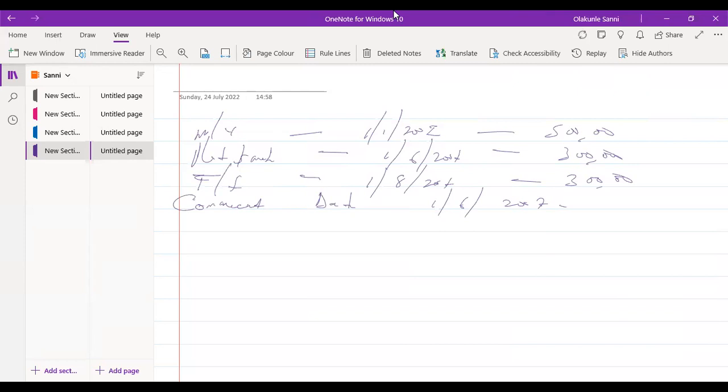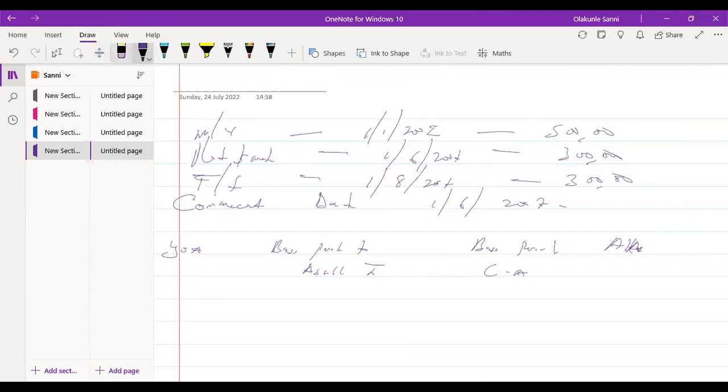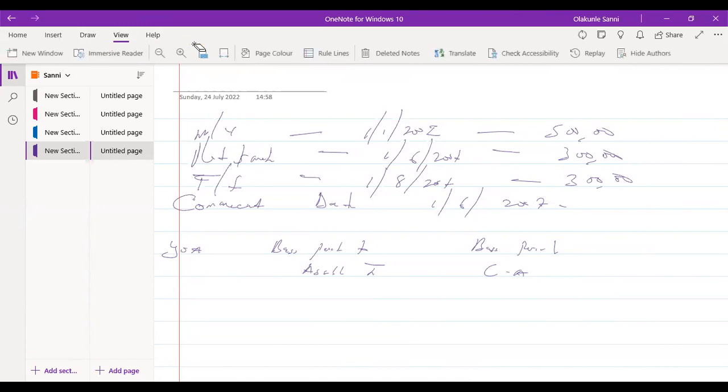Class, looking at this, the company commenced business on 1/6/2007, which is before the Finance Act. I still have to apply the old rule, the commencement rule, the year of assessment, my basis period for assessable profits, basis period for capital allowance, and asset allocation for capital allowance purpose.